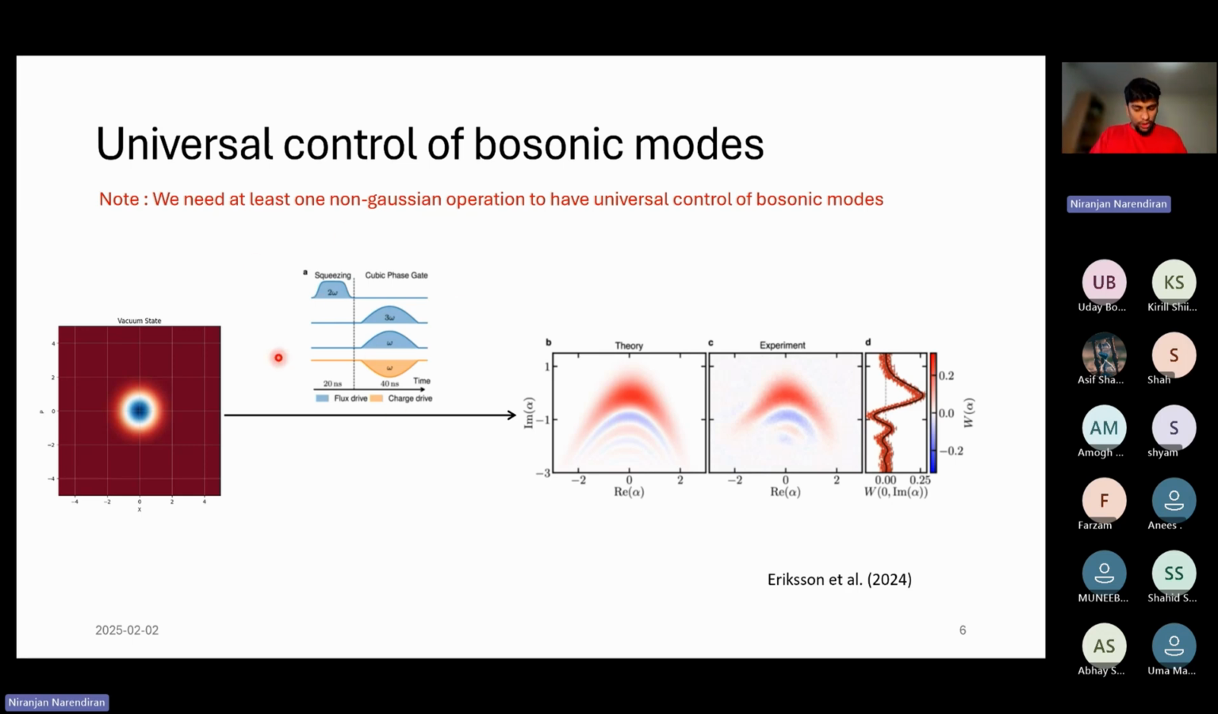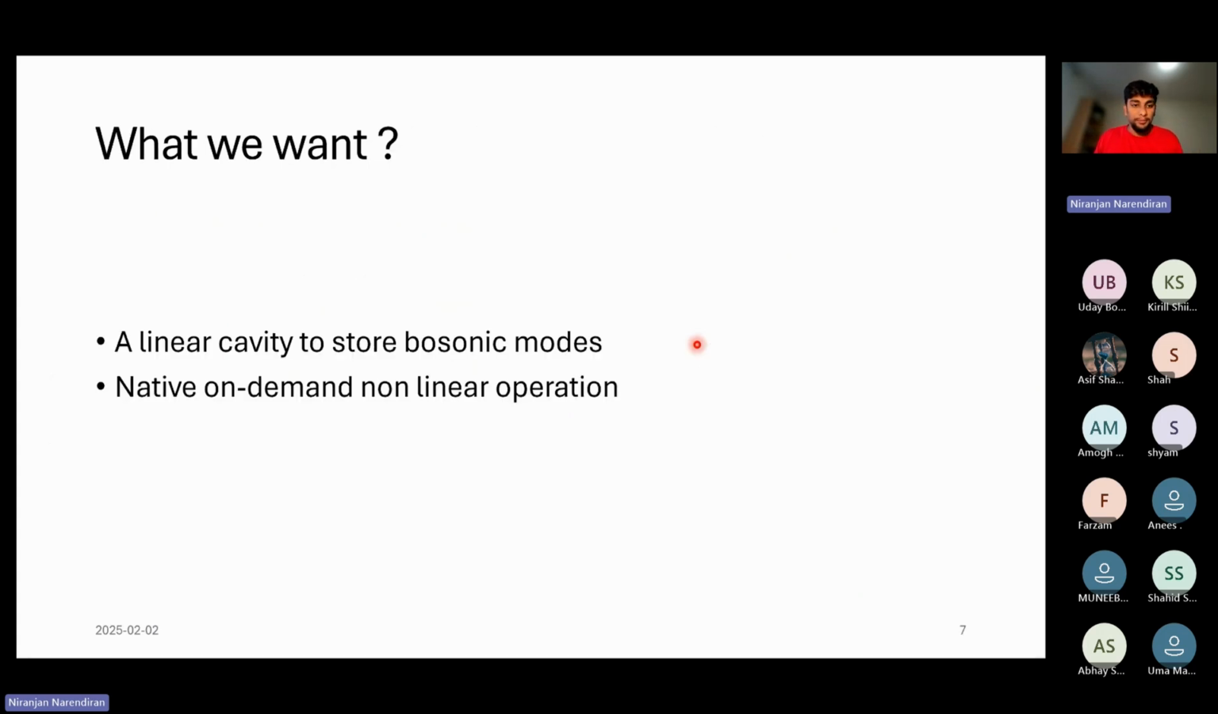Once you have those sort of systems, then it is shown that you can have a universal control of such a bosonic mode. You can do any sort of encoding. It could be cat code, binomial code, and so on. But to do that, you need to have a Wigner negativity, and Wigner negativity is given by such a gate. All right, this is the basic theory. Let's see how to do it experimentally.